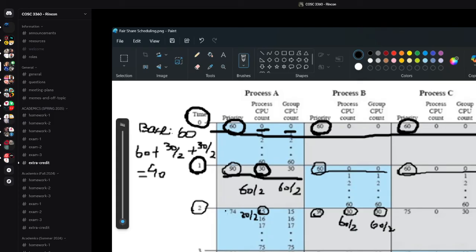And again, you might ask, how did the 74 come into play? Well, 74 is gotten from the base priority, which is 60, plus 15 divided by 2, and plus 15 divided by 2. And one rule for fair share scheduling is that there's no decimals. You have to use integer division, which means you round down. So this will get you 60 plus 7 plus 7, which is 74. And that's how this number is gotten. Sorry, it's really blurry to see, but yeah.